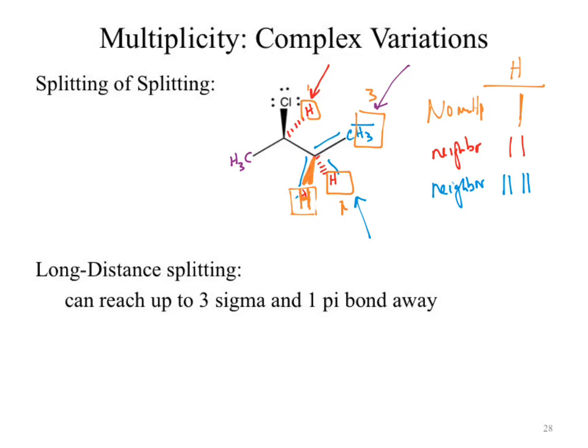What happens when we now bring in the next neighbor? How many neighbors are there? 3. But if we have 3 neighbors, how many peaks do we need? 4. So we now have to split our signal into 4 peaks, matching the patterns for multiplicity. So every time we have a new neighbor, we have to split the signal.